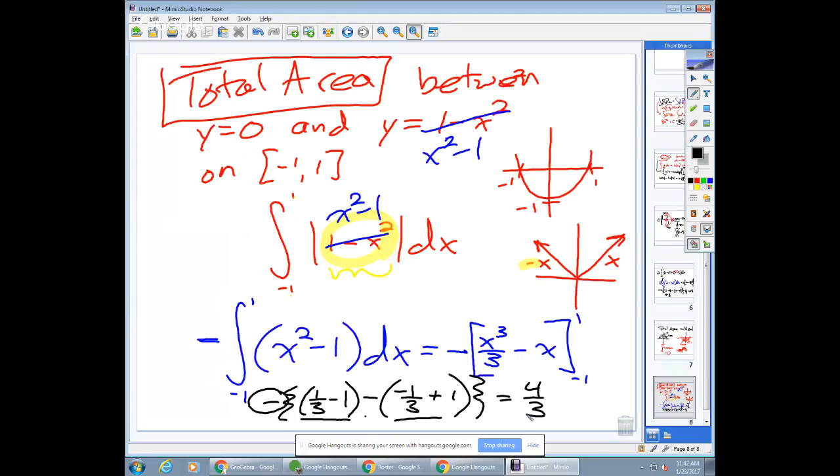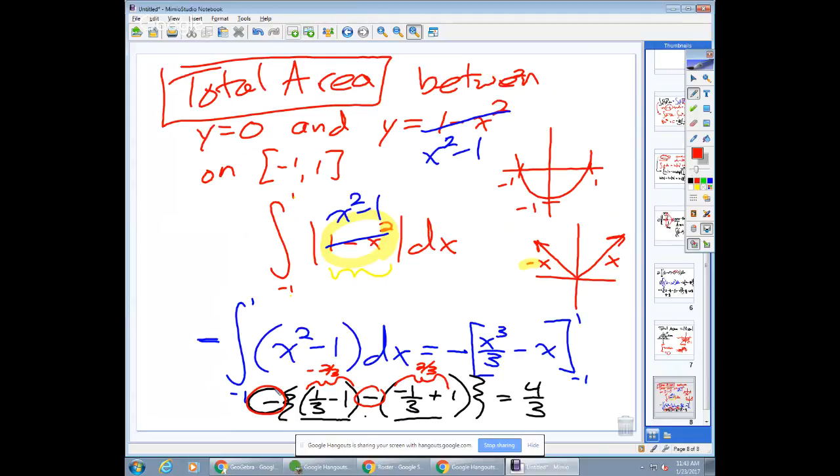Sorry, I skipped a little arithmetic there. But my belief is this one right here is a -2/3, and then this one right here is a +2/3, but I'm subtracting. So I have the opposite of -4/3, which is 4/3. Yeah, I feel good about that.